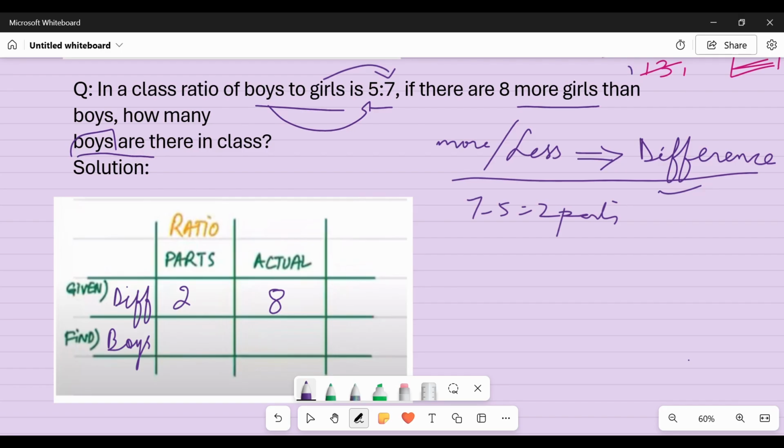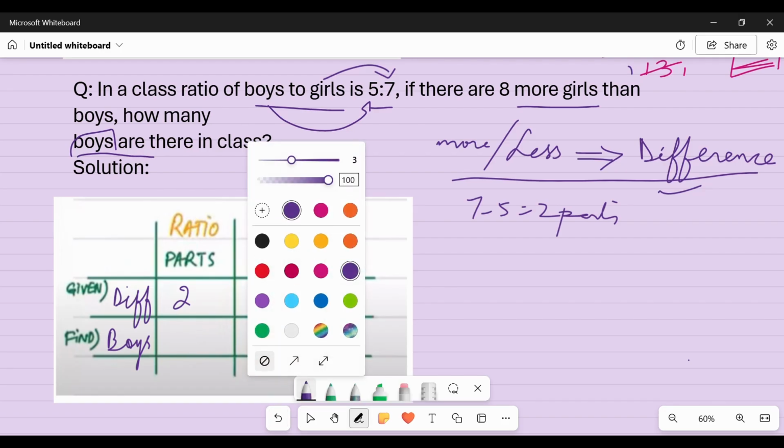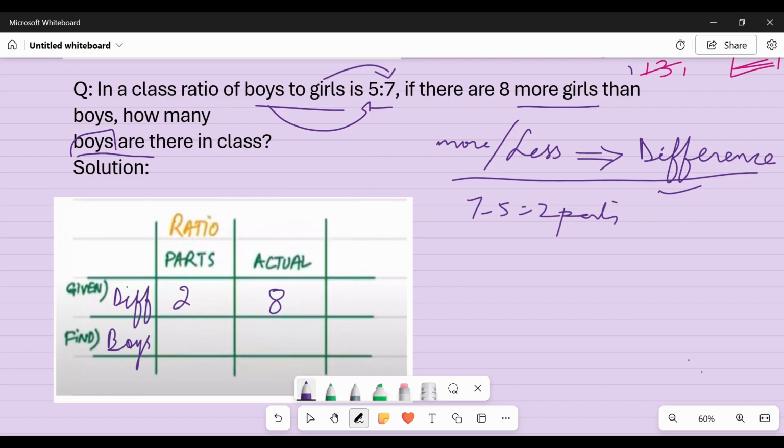Okay. So just check in the question. In the question the ratio part for the boys is 5. So I'm writing 5 here. Okay. And we need to find out the number of boys. So we put the x here. Right, now cross multiply.